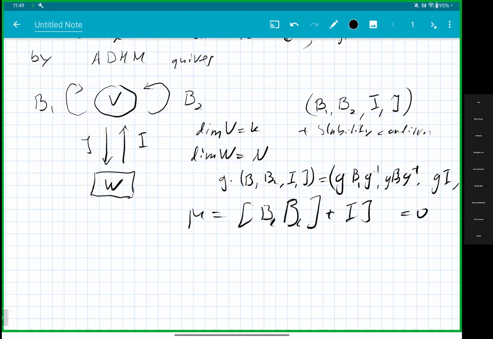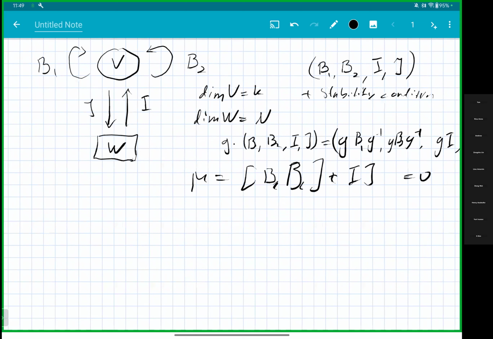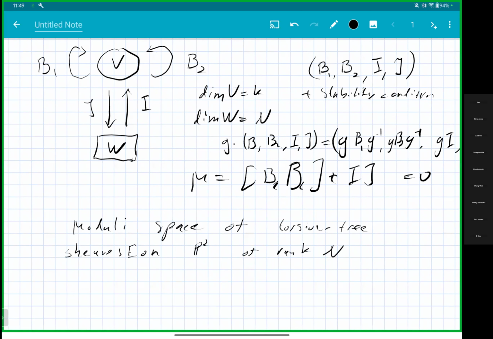Okay, so there's also another definition, which could equivalently be understood as the moduli space of torsion-free sheaves on, let's say, P^2, of rank n and second Chern class equal to k, with fixed trivialization at infinity, which is called, I think, framing.